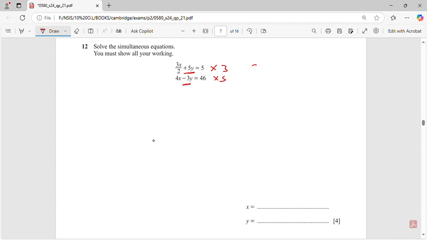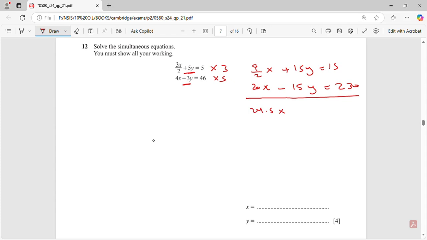So for this part it will be 9/2 x plus 15y equals 15. Here multiply by 5, it will be 20x minus 5 times 3, which is 15y, equals 130. Okay, after that I will add them together. This would be 4.5, so it would be 24.5x, which equals 145. Now x equals 145 divided by 24.5. If I divide these two numbers, it will equal 10, of course.